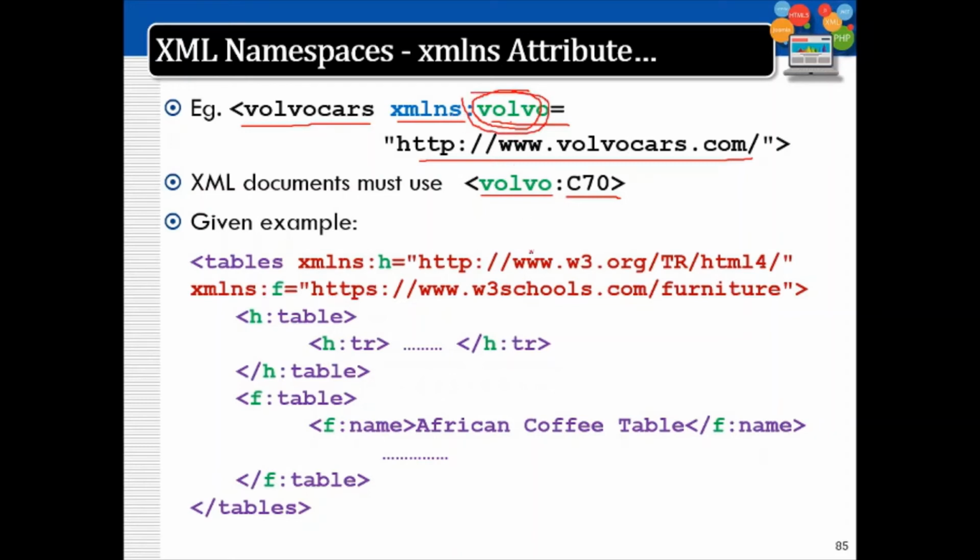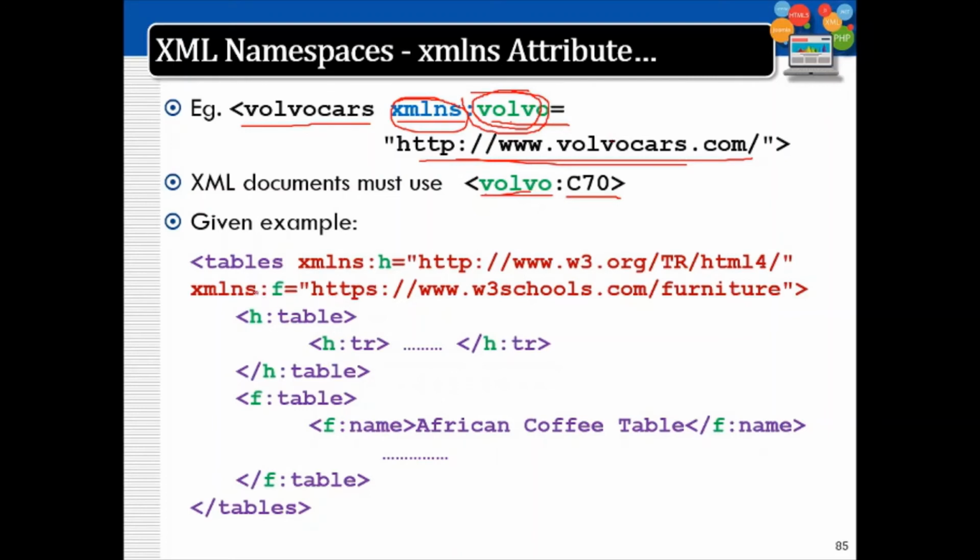That means all the tags which are written in this XML are qualified within this default namespace. XMLNS means default namespace. So here you can skip this. If you are using it like this, you can just write C70. C70 will be qualified in this given default namespace.